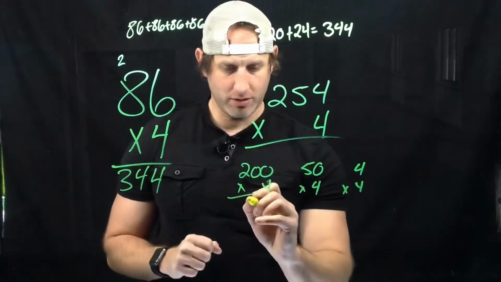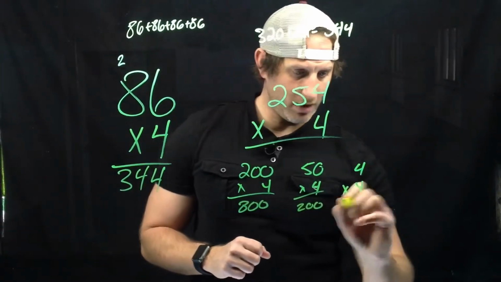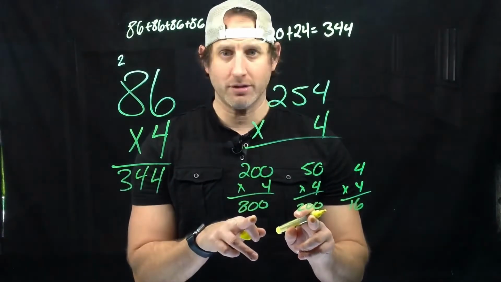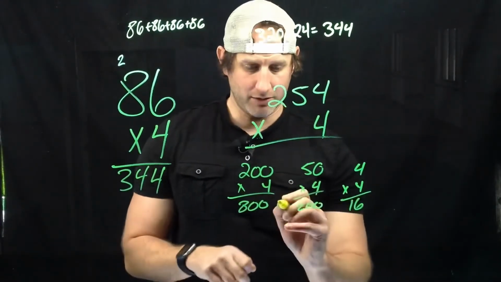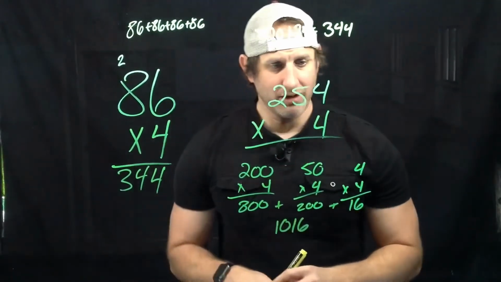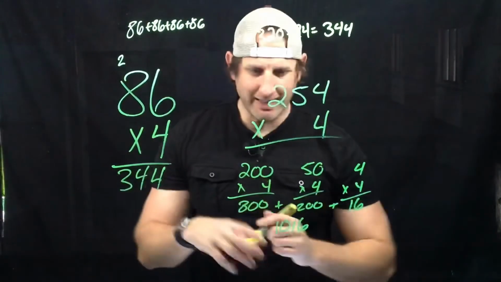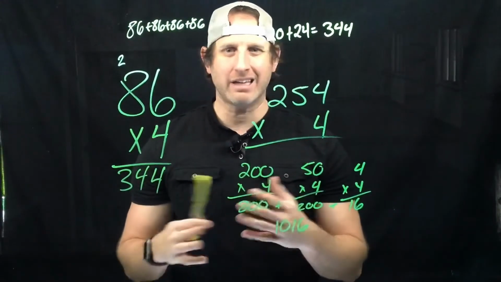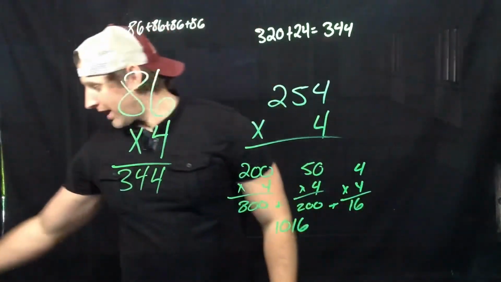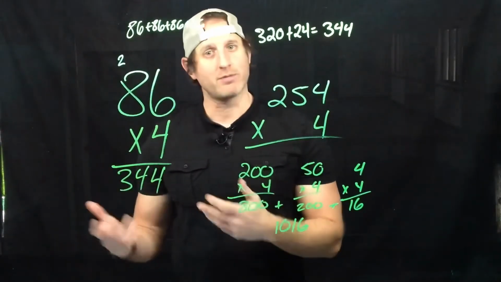200 times 4 is 800. 50 times 4 is 200. And 4 times 4 is 16. 800 and 200 is 1,000 plus this 16. So plus, and that gives me 1016. So you can see that it might be a little bit more time to do it, but conceptually it allows you to break this apart and show you exactly how you're working with the place value and the groups that are there. You'll get the same number every time. Okay, so that is multiplication of 2-digit and bonus 3-digit numbers times 1 digit.